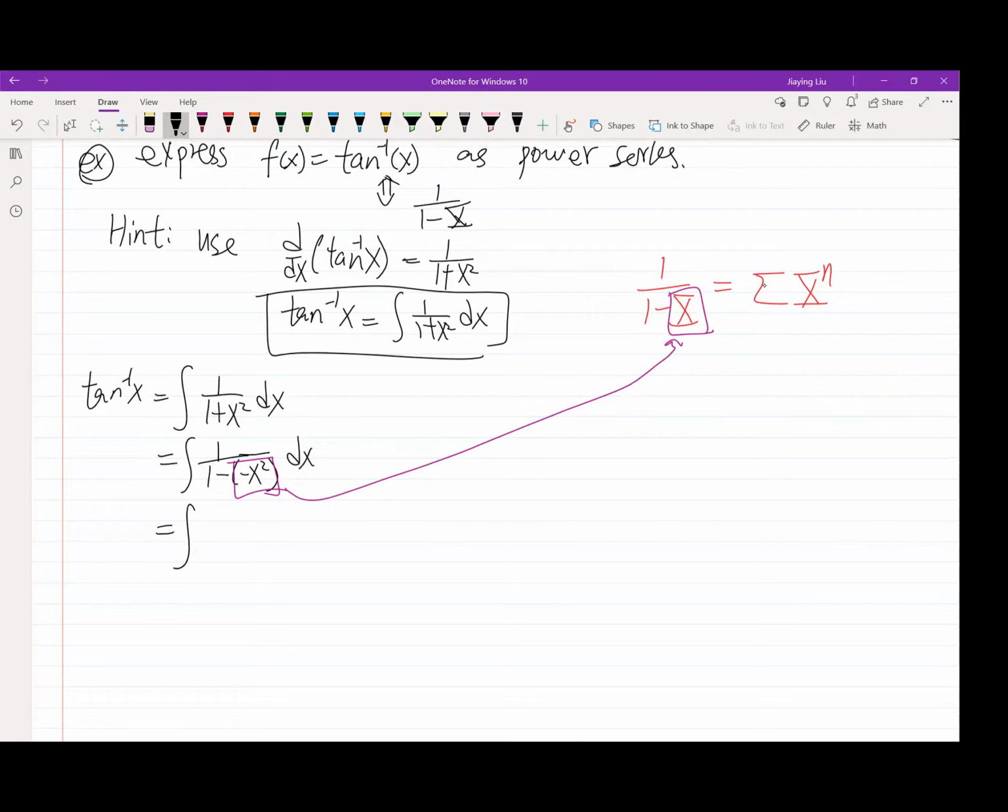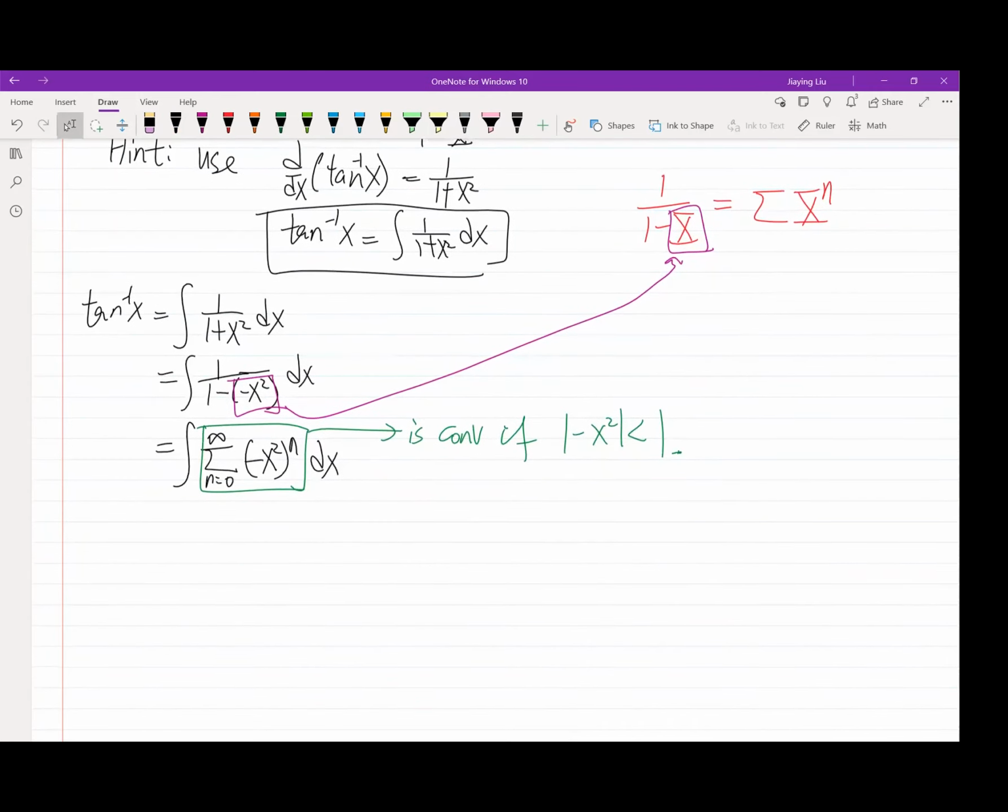So that becomes the integral. Now we can use the power series, sigma n from 0 to infinity, negative x squared to the n, dx. That is just substituting the function I'm integrating with its power series. And again, at this point, I'm going to write down that this series is convergent if the absolute value of negative x squared is less than 1. We may or may not need it later to find the radius of convergence.